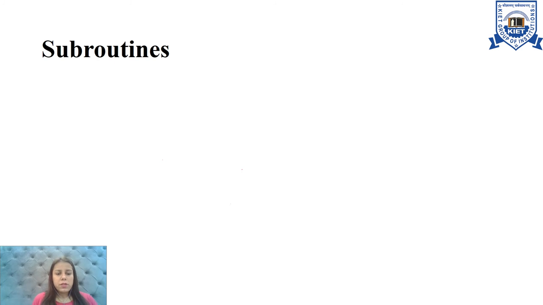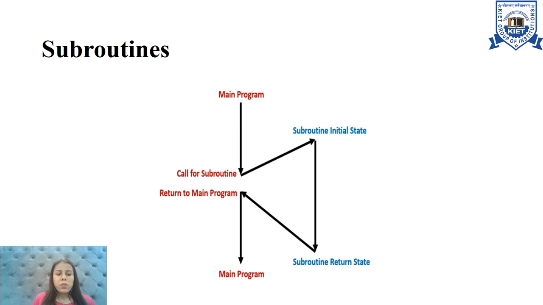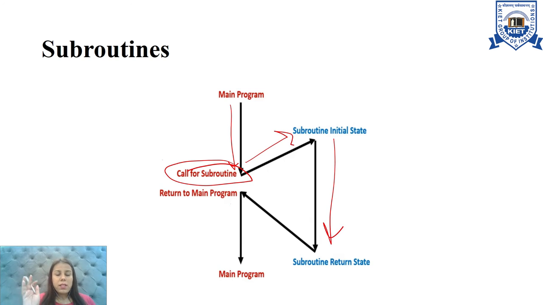So the fourth technique is subroutine. Subroutine is the same as we have in a normal programming language. So this works like this: when you have the main program, it is executing, and when there is a call for a subroutine, the execution of the main program stops here, and then the subroutine is called. Then the subroutine is executed. Once the subroutine is completely executed, we return back to the main program to the point where we stopped, and then the execution starts right from there.